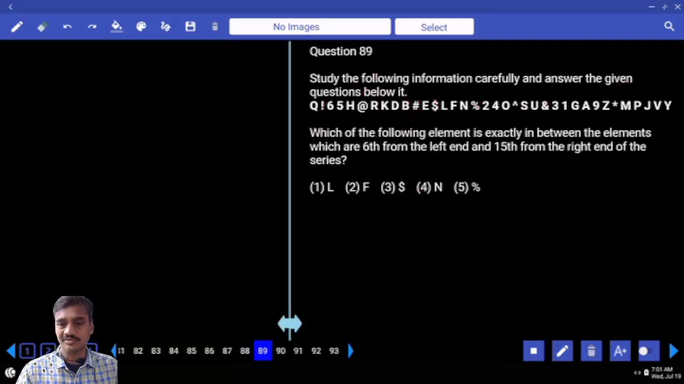And which of the following elements is exactly between the elements which are 6th from the left and 15th from the right? Now 6th from the left, and 15th from the right, 3, 4, 5, 6, 7, 8, 9, 10, 11, 12, 13, 14, 15. Now between these two we need to find out the middle letter, exactly at the center. Now 15 means the 8th element. What is the 8th element we have? L. L, that is choice 1.